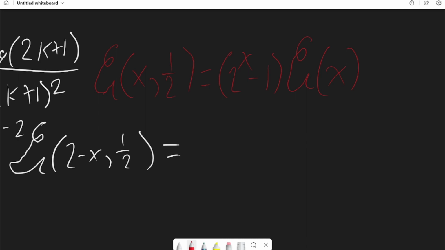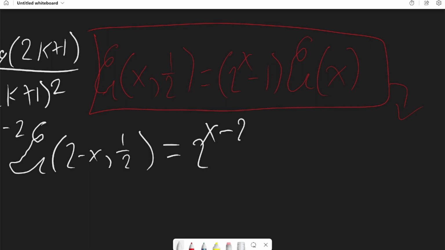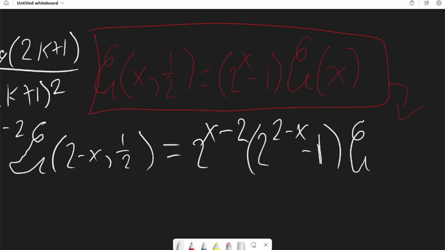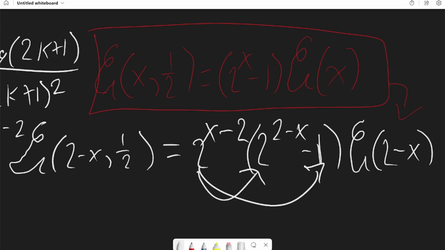All right. So we're going to use this identity right now and apply it to a situation here. So then we get 2 to the x minus 2 is going to be 2 to the 2 minus x minus 1 times the Riemann zeta of 2 minus x. And now distribute the 2 to this and this.